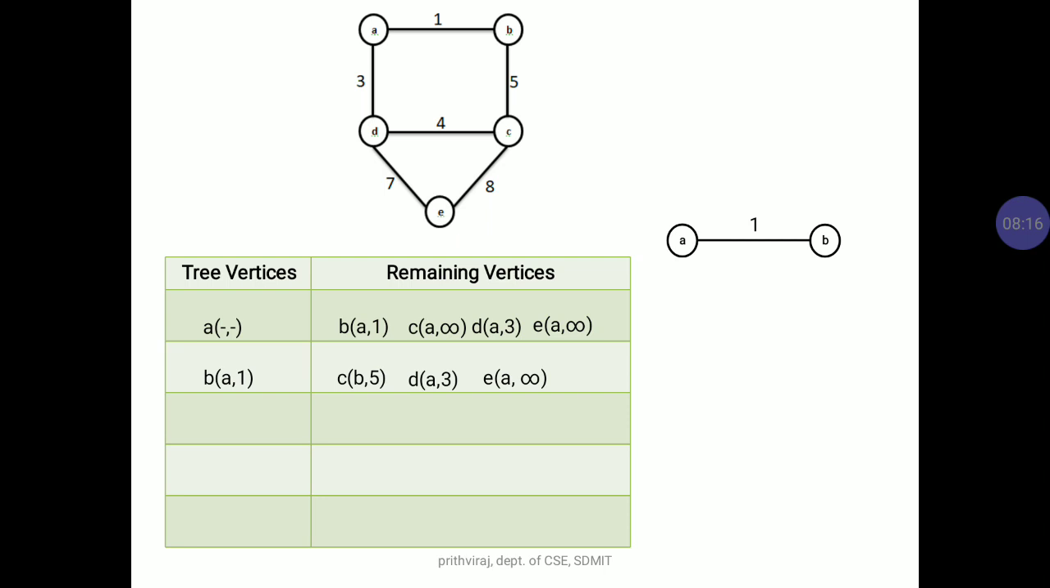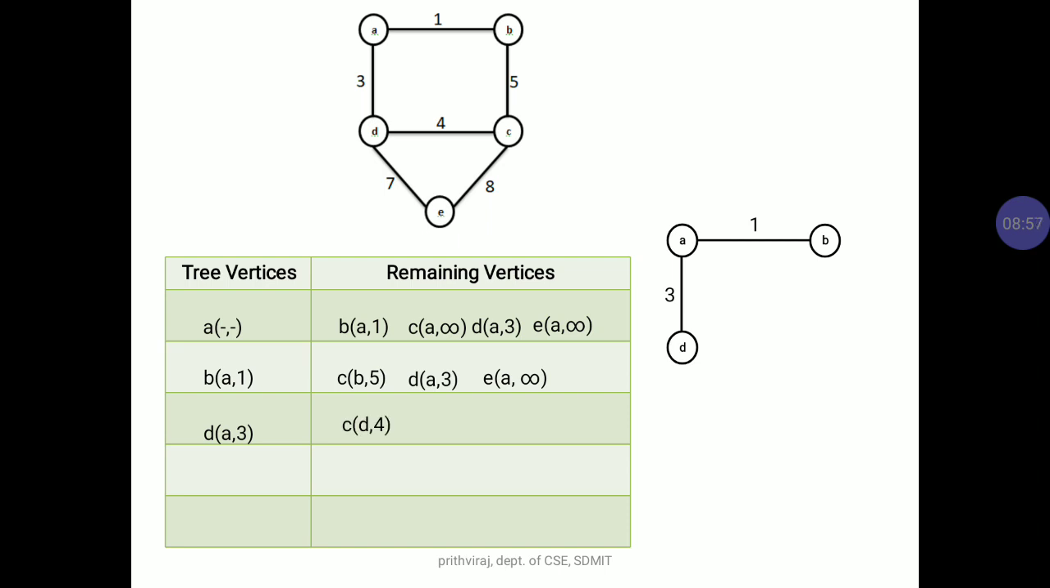Now when comparing all the weights of those edges, we can see D of A comma 3, because 3 is the minimum weight, so we'll consider the next vertex as D. That is, we have taken the edge A to D. So we have considered the edge from A to D, and what is the weight? That is 3. Now by keeping D as a reference, write down all remaining vertices from D.